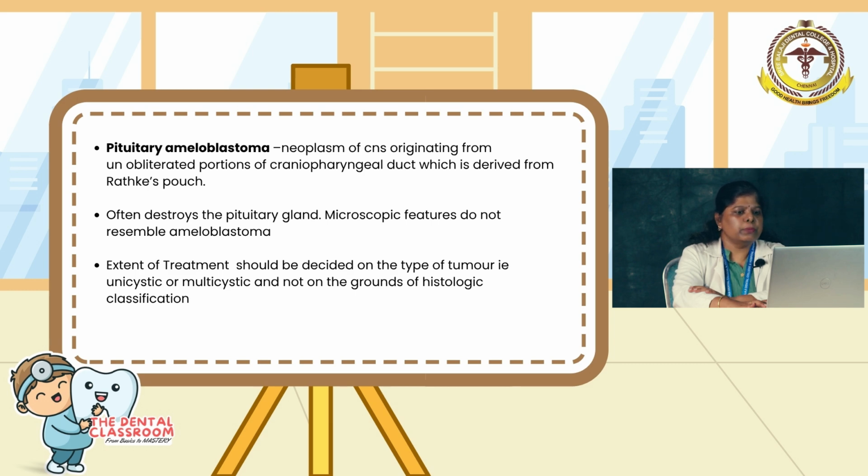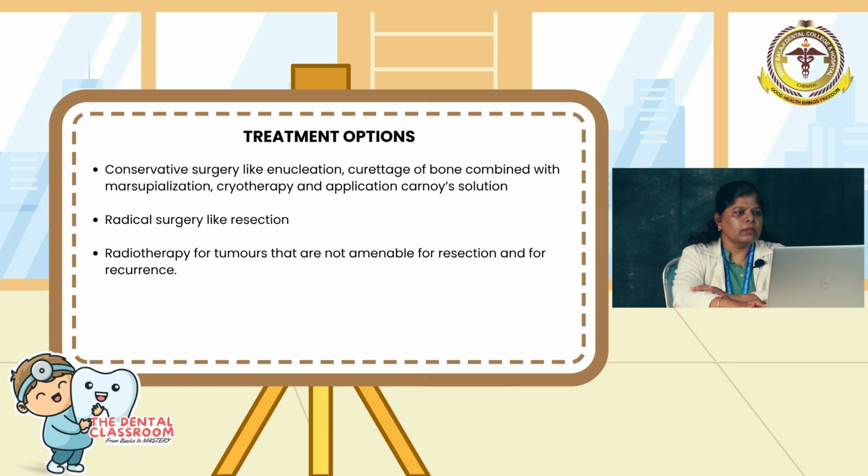Extent of treatment should be decided on the type of tumor, that is unicystic or multicystic, and not on the grounds of histologic classification. There are different treatment options, mostly conservative surgery like enucleation and curettage of bone combined with marsupialization, cryotherapy and application of Carnoy's solution. Radical surgery like resection can be done, and radiotherapy for tumors that are not amenable for resection and for recurrence.